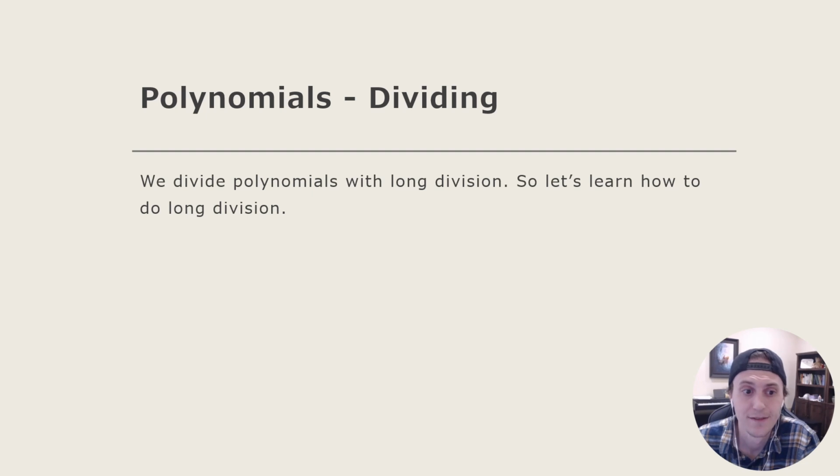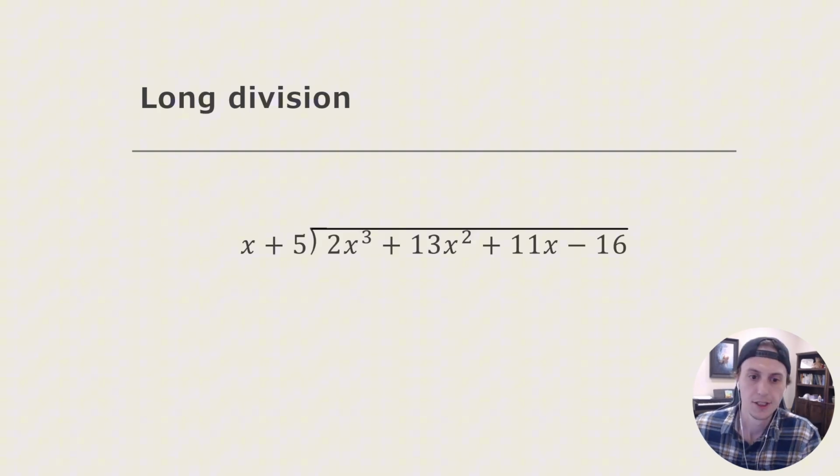All right, how about dividing polynomials? For dividing polynomials, we use long division. So let's learn how to do long division. The best way that I found to learn long division is with an example, and you kind of just follow along. So first of all, this is the format of long division. The way that you would say this is 2x cubed plus 13x squared plus 11x minus 16 divided by x plus 5. Long division is really scary and intimidating for most people, but it's actually just like 2 steps that you just do over and over and over again until you get to the final answer.